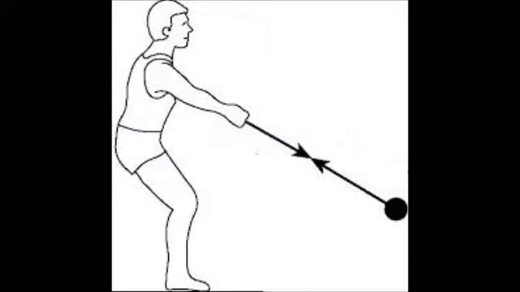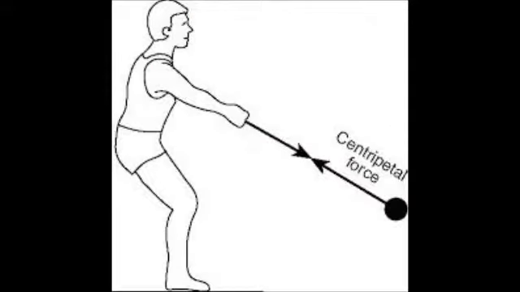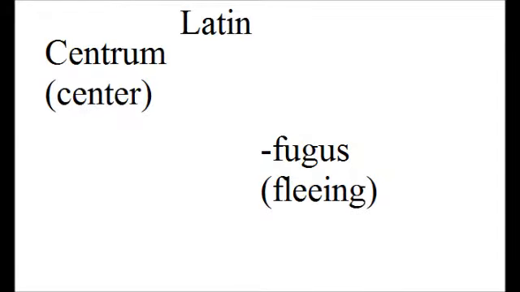When a ball travels in UCM, there are two forces acting on the string that affect the ball's motion. One of those two forces is the centripetal force, the pull on the ball to the center of the circle. The word centripetal comes from two Latin roots, centrum, meaning center, and pedis, meaning seeking. The other is centrifugal force, the pull on the ball away from the center. The word centrifugal also comes from two Latin roots, centrum, meaning center, and fugus, meaning fleeing.